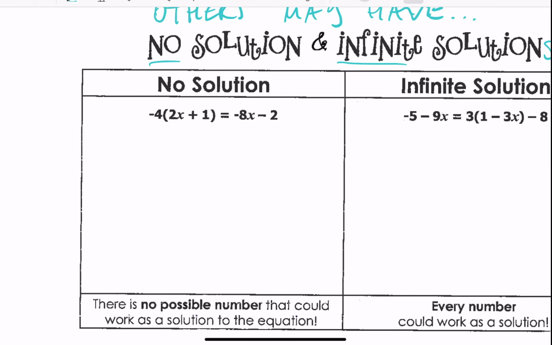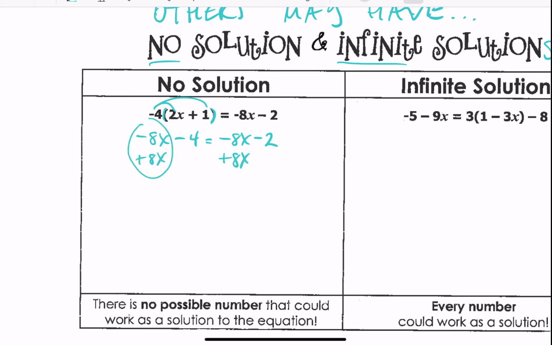So the first thing I'm looking for is parentheses. I see parentheses right here. I'm going to multiply -4 times 2x and get -8x, -4 times +1 and get -4, equals -8x minus 2. I don't have any like terms to combine on either side, but I do have variables on both sides. So I'm going to get rid of this -8x by adding 8x to both sides.